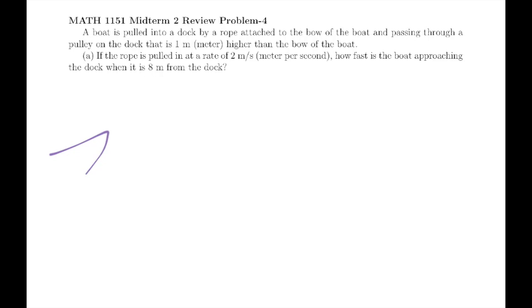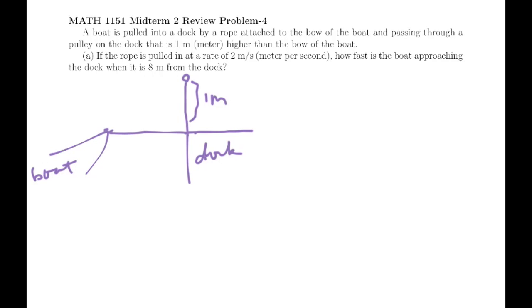So this is the boat, and we have a bow here, and we also have the dock here. This is the dock, and we have a pulley 1 meter higher. So this part is 1 meter, and we have this red triangle. The rope is pulled in this direction. We want to know that if the rope is pulled in at a rate of 2 meters per second, how fast is the boat approaching the dock when it is 8 meters from the dock?